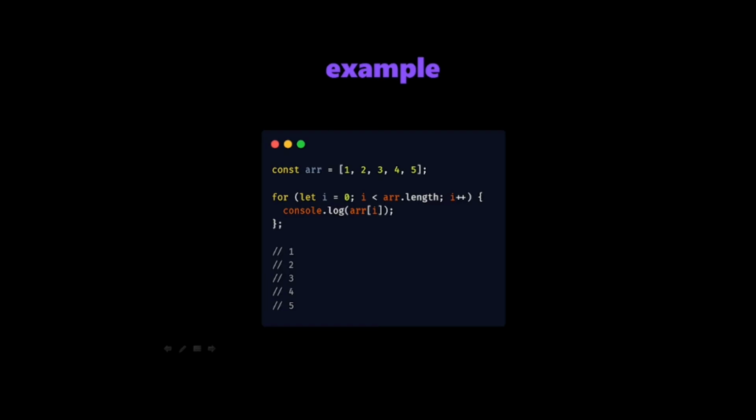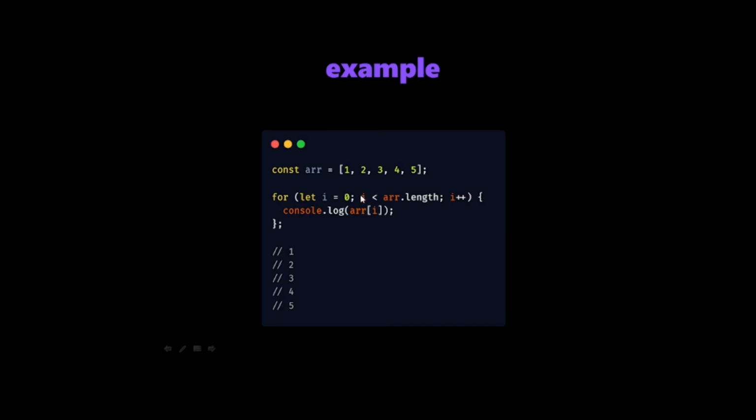And a quick example of for loop. Here we have an array of numbers from 1 to 5 and for loop. This is our initial variable, which is equal to 0, which tells us to start at 0. And this is a condition, and it tells us to stop at 4 because we have array length equals to 5. We have 5 elements.